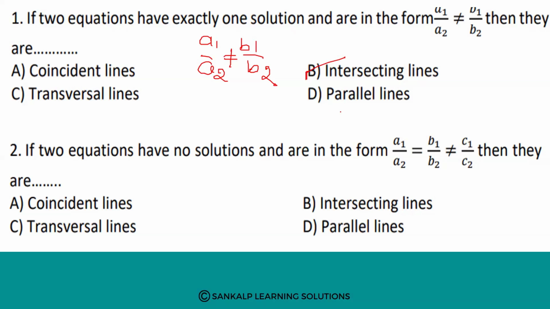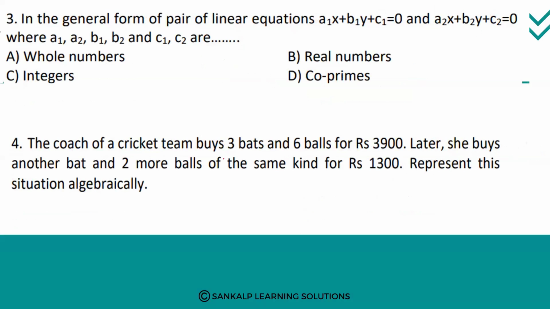If two equations have no solutions and are in the form a1 divided by a2 is equal to b1 divided by b2, but it is not equal to c1 divided by c2, then they are, yes, my dear students, when you have such a condition, then the two lines are parallel lines. Yes or no? In the general form of pair of linear equations, a1x plus b1y plus c1 equal to 0 and a2x plus b2y plus c2 equal to 0, a1, a2, b1, b2 and c1, c2 are real numbers.